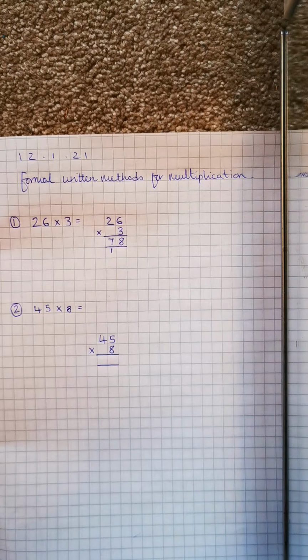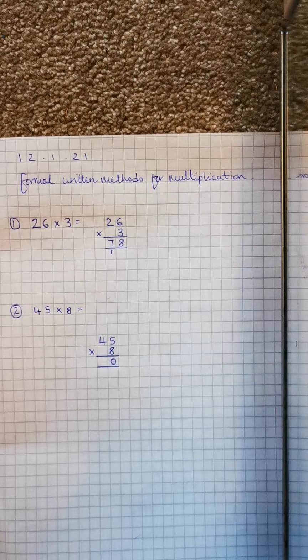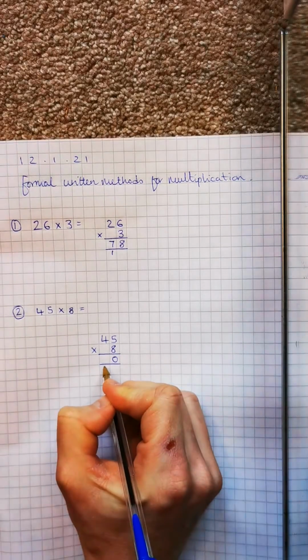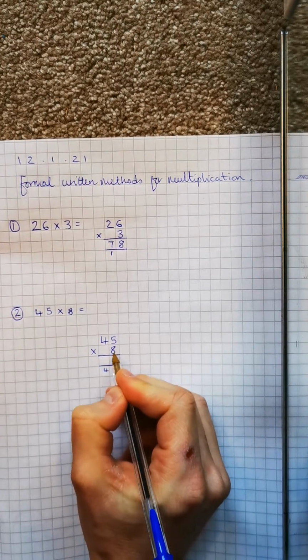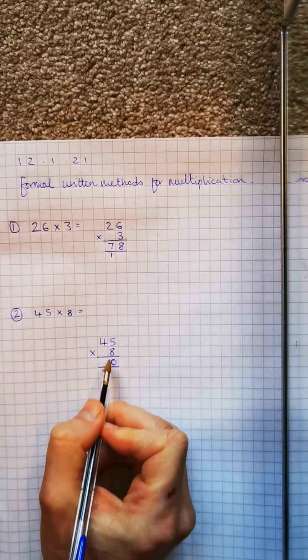Now I know my 5 times table, I know 5 lots of 8 or 8 lots of 5 is 40. And there aren't any ones in 40, so I'm going to show that with a 0. There are no ones. And I'm going to exchange the 40 for 4 tens. So 5 times 8 is 40. Next we've got 4 lots of 8.